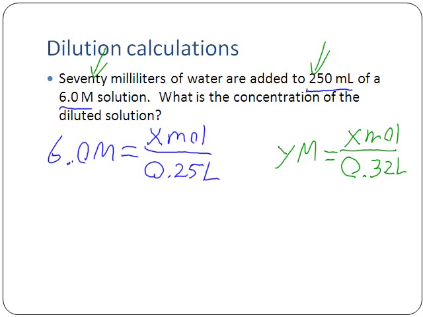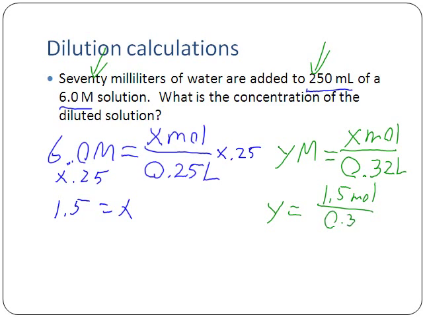Of these two, the one we just did, the y molar solution, the unknown molar solution, we have two variables, both y and x. Can't solve that one. For our other guy, the 6 molar solution, for that one we only have one variable, just the x. And so let's go ahead and solve that. Multiply both sides by 0.25. So we do 6 times 0.25, and in doing that we get 1.5 is equal to x. And so that's 1.5 moles is what we have here. We'll take that, plug that into the other side, and so we get that y is going to be equal to 1.5 moles over 0.32 liters.